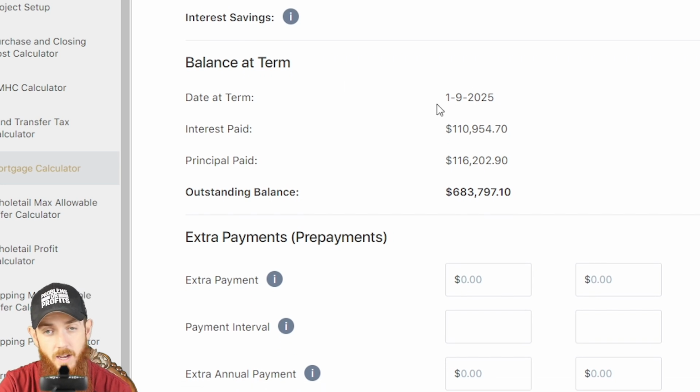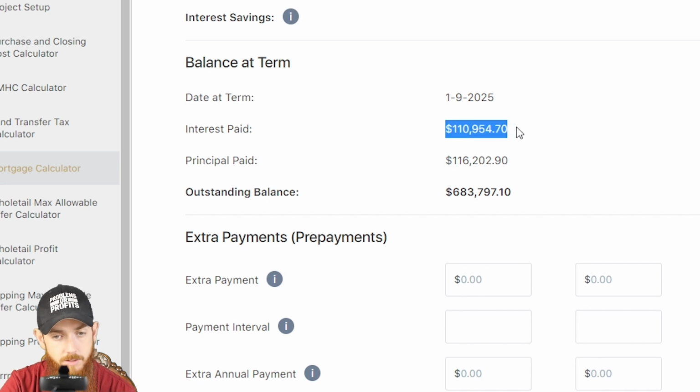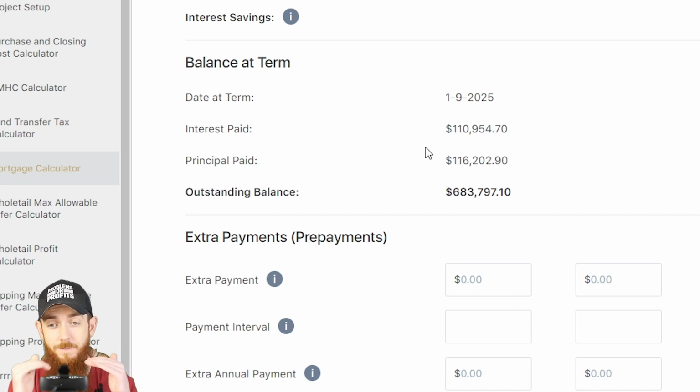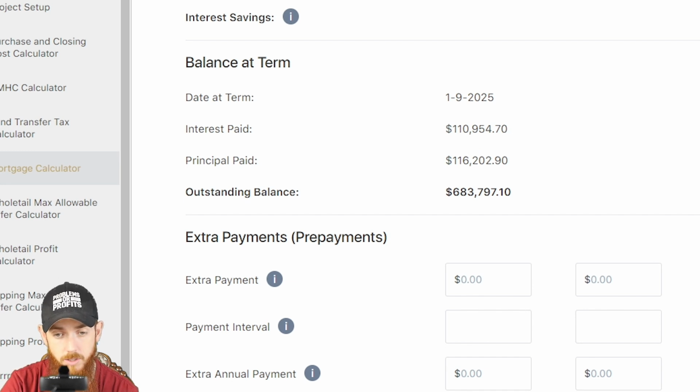So this is after that 5-year term that I put up earlier. Essentially what we'll have done is paid $110,000 in interest and $116,000 in principal. So essentially, we've made almost 50-50 payments over those first 5 years, and it's often quite a surprise for new investors when they realize how much interest they actually are likely to pay when it comes to their mortgage.